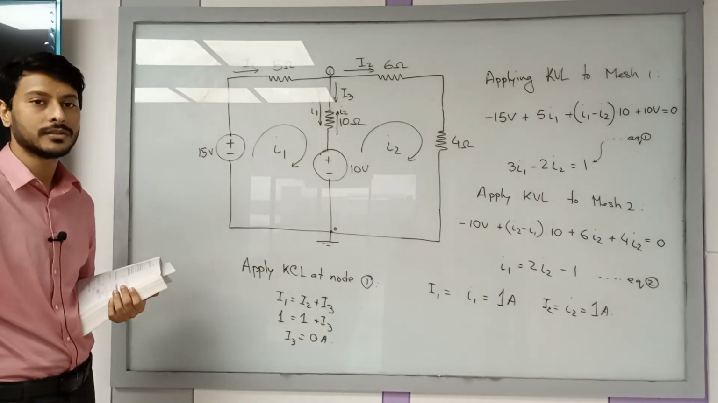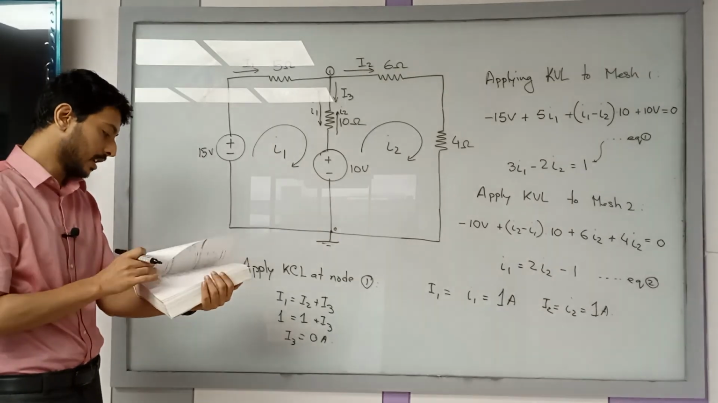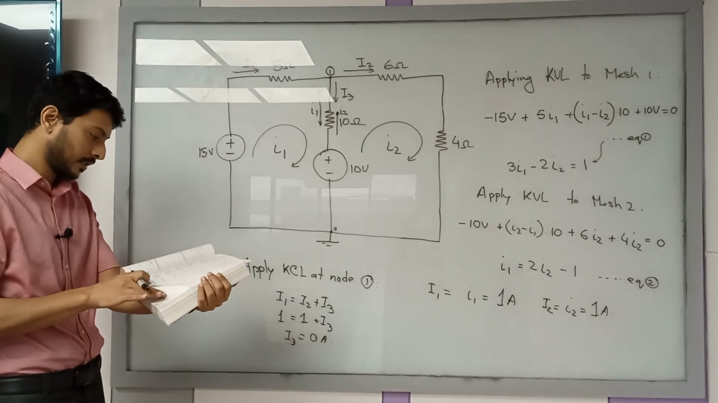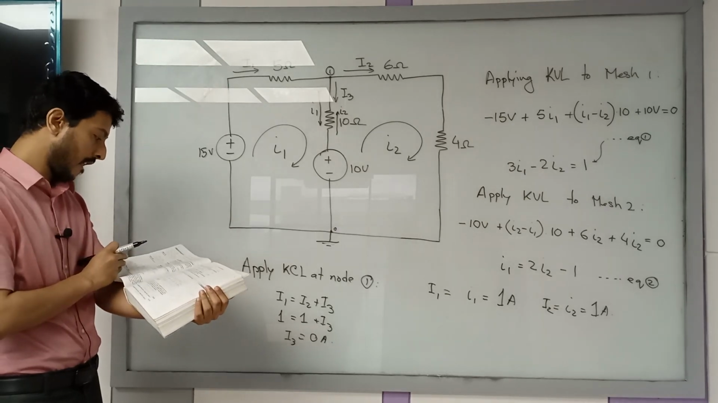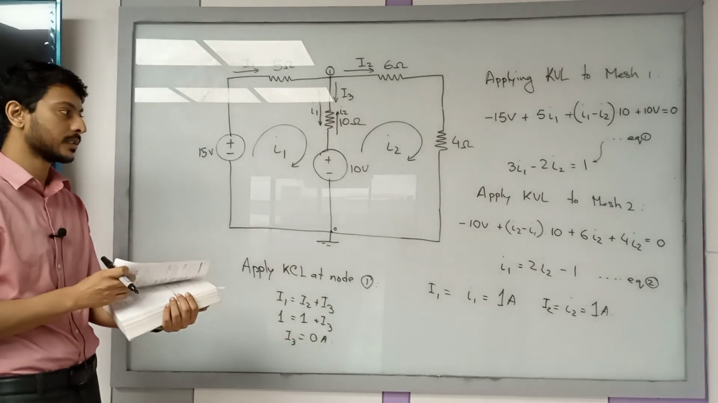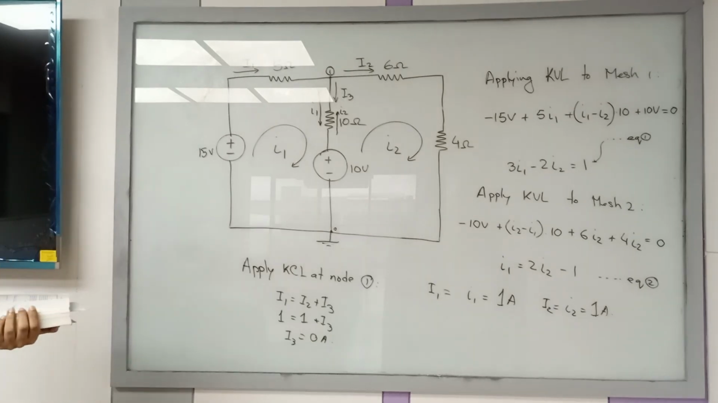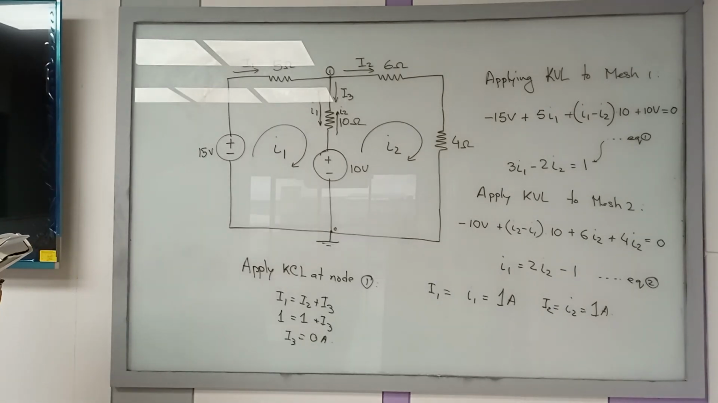Now you might have a mesh with a current source. We will solve that kind of problem in the next class.